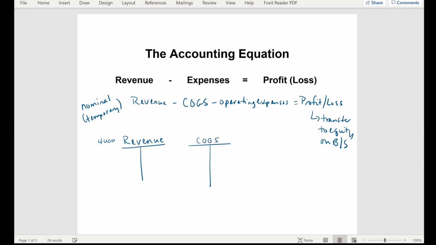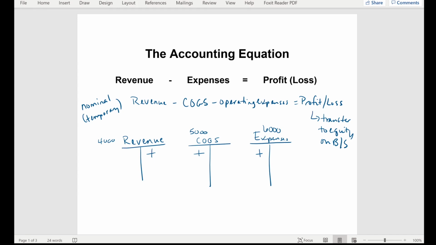The COGS, or cost of goods sold, starts with a 5, so I'm going to put 5,000 there. And then the expenses, I'm just going to put an expenses account here just to show you, start with 6, so I'm going to put 6,000 here. To increase the revenue account, you need to credit it. To increase the COGS account, or cost of goods sold, you need to debit. And then to increase the expenses accounts, you need to debit.